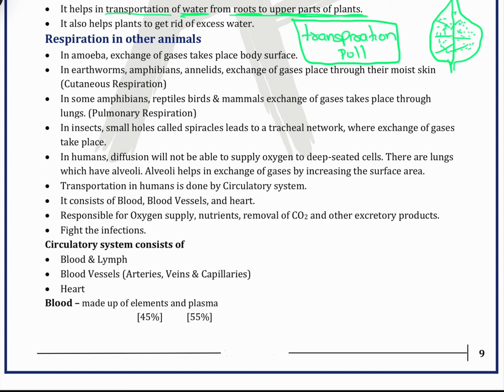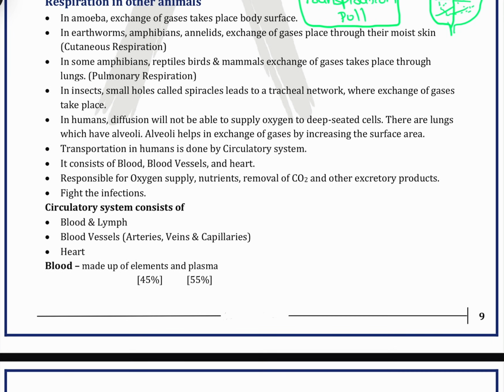It also helps the plant get rid of excess water. Excess water is not good for plants; their leaves will get destroyed. So in the process of transpiration, the plants also get rid of excess water. Then respiration in other animals: in amoeba, exchange of gases takes place through the body surface.